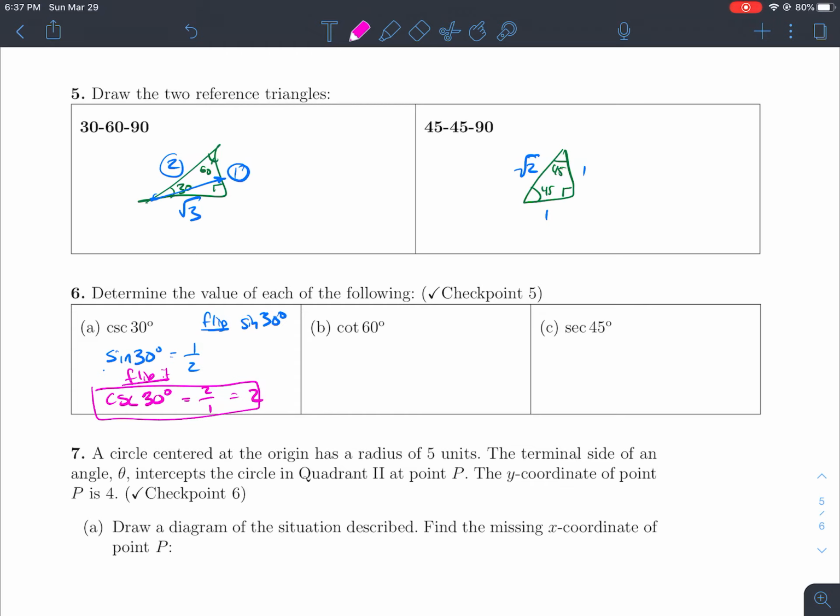Now another way you could have done that was, you could have said, well, sine is opposite over hypotenuse, so cosecant of 30 is going to be hypotenuse over opposite. And when you do that, you still get the 2 over 1 that we got.